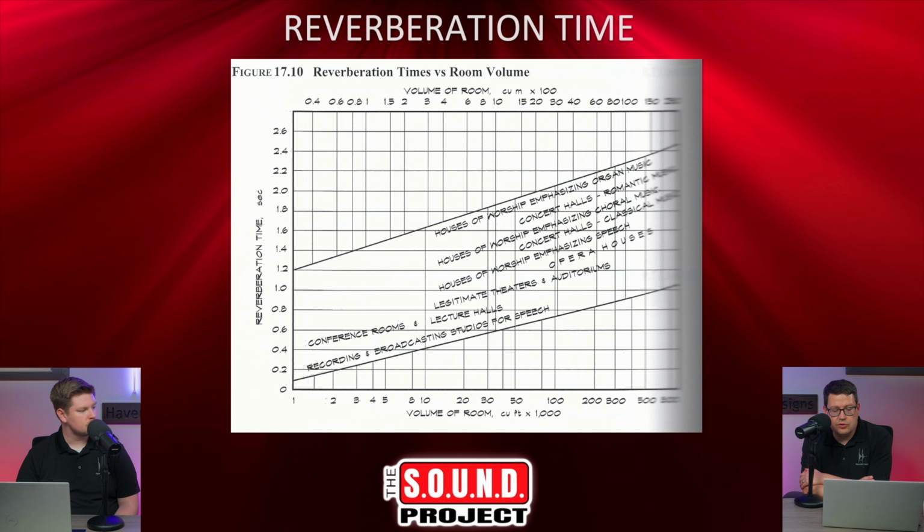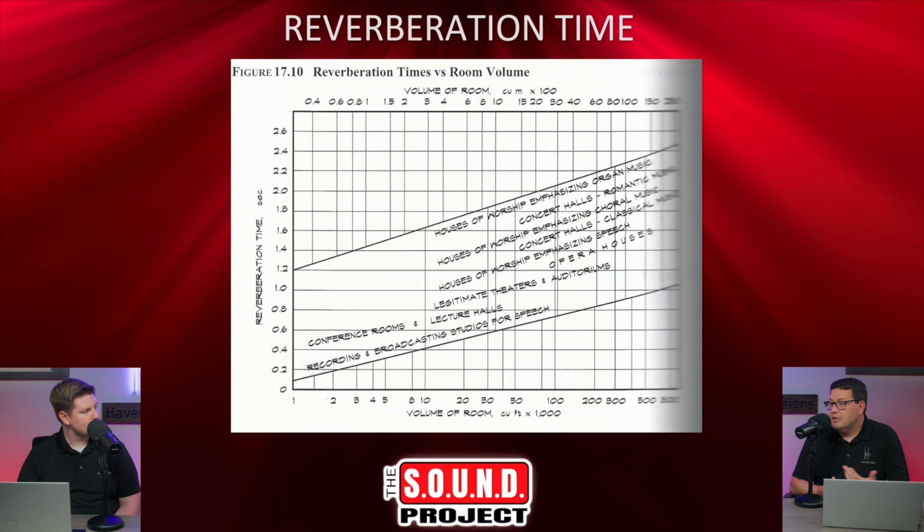So if we go up to, let's say, 100,000 cubic feet, and we say that we have an opera house that we're doing, you would take 100,000 cubic feet, travel that line up till you hit that opera house line, and then you move your cursor over to the left, and that's going to hit at around 1.3 seconds or so. So you can do this for all these different applications. You see house of worship emphasizing choral music, house of worship emphasizing organ music, lecture halls. There are all these different applications, and we try to fit the reverb time to that.